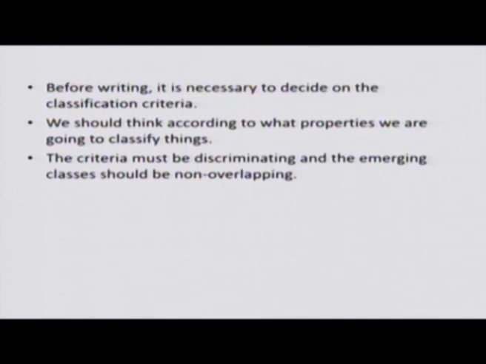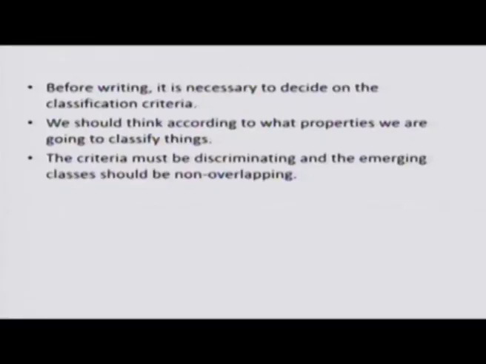So, before writing, it is very important to decide on the classification criteria. So, how are you going to classify things? So, we should think according to what properties we are going to classify things. So, the criteria must be discriminating and the emerging classes should be non-overlapping. Say, for example, say you are classifying movies. So, one way is you can classify movies according to genre like comedy, drama, action. So, that sounds fine at one level, but there are some examples which actually can fit into more than one category.